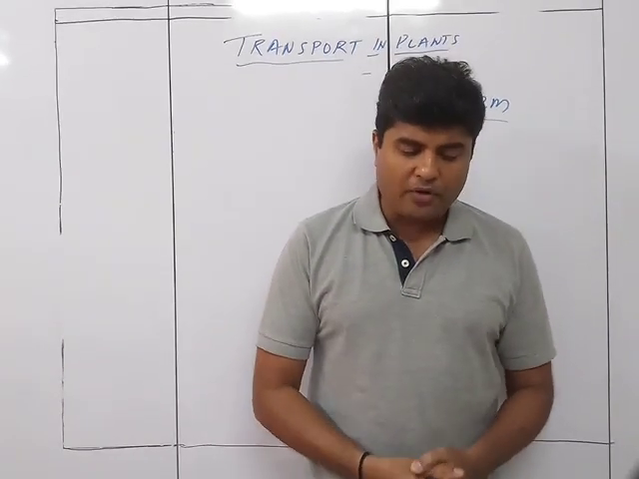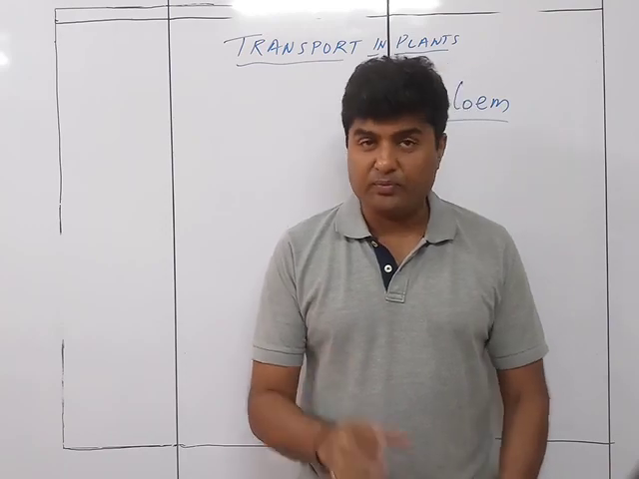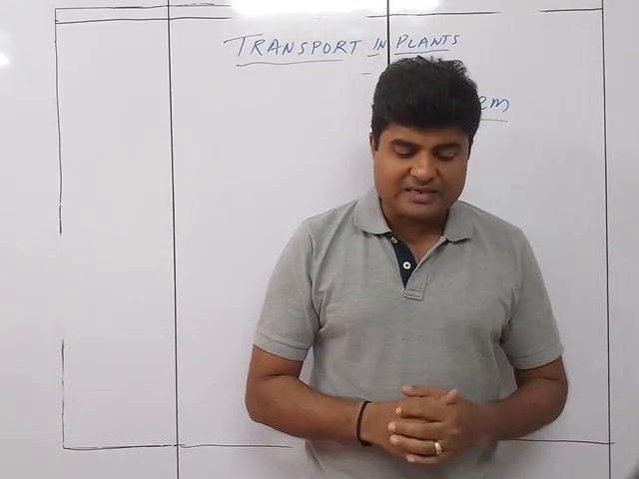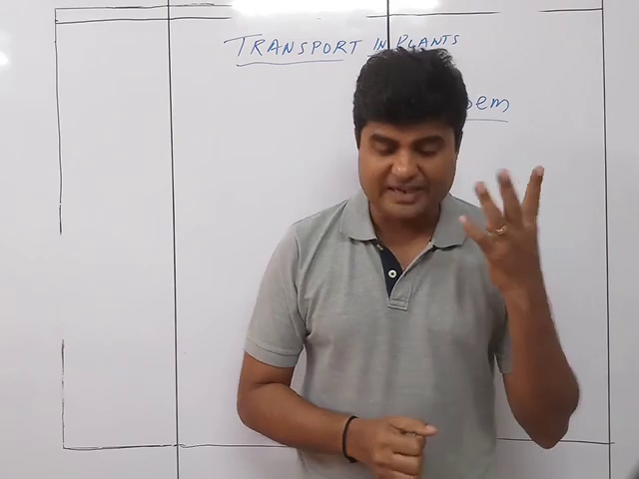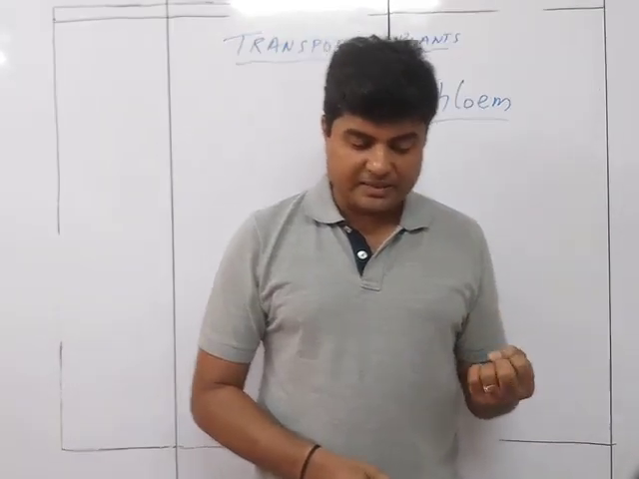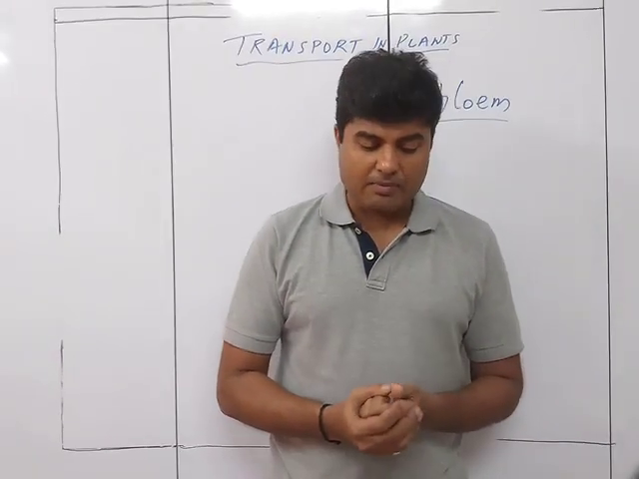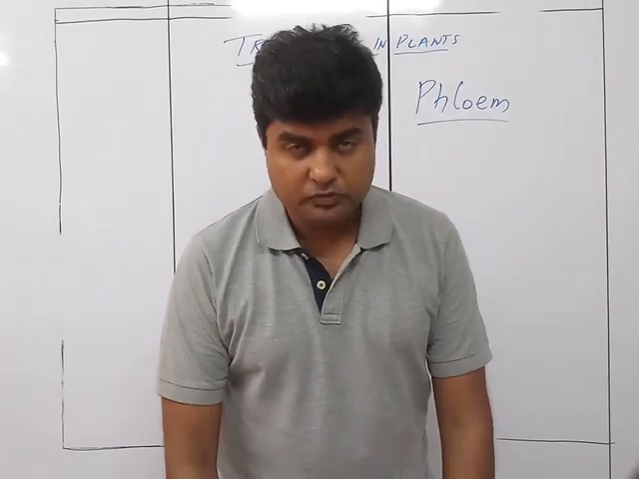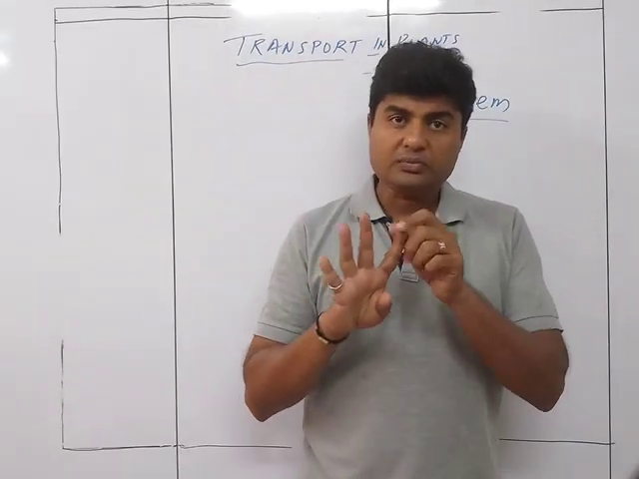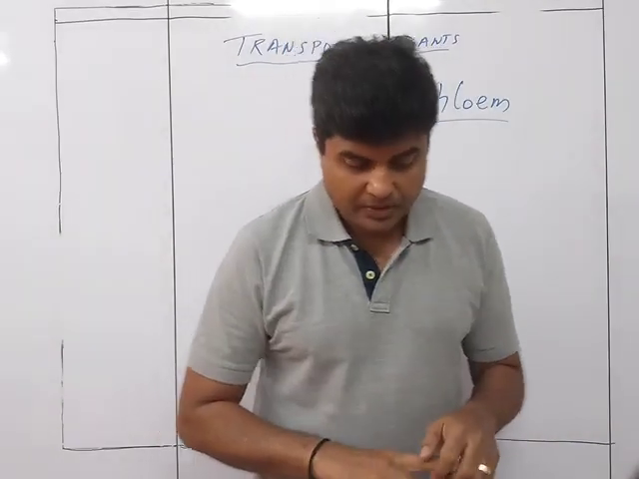Phloem is formed of living as well as dead cells, the same way as the xylem. These cells are of the following four types: sieve tubes, companion cells, phloem parenchyma and phloem fibers. So there are four kinds. First is sieve tubes.